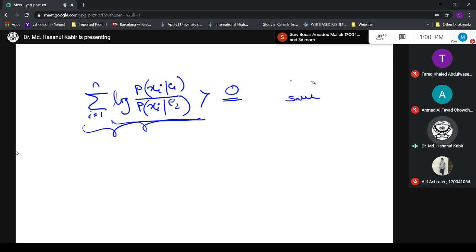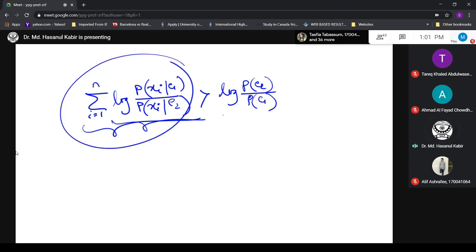But if the priors are not the same, then what you have to do? This will become simply the log of the prior of class 2 divided by the prior of class 1, right? And if this log likelihood ratio exceeds this threshold value, then we will assign the particular sample to which class? To class 1. Understood?